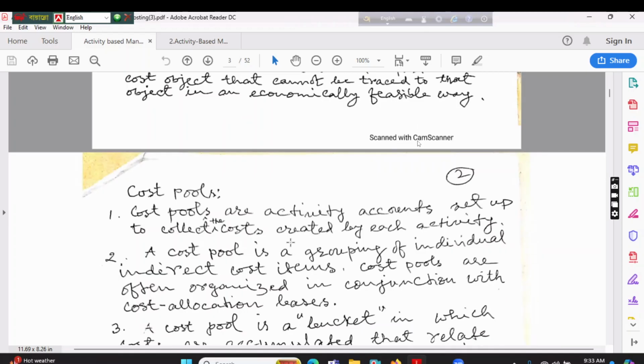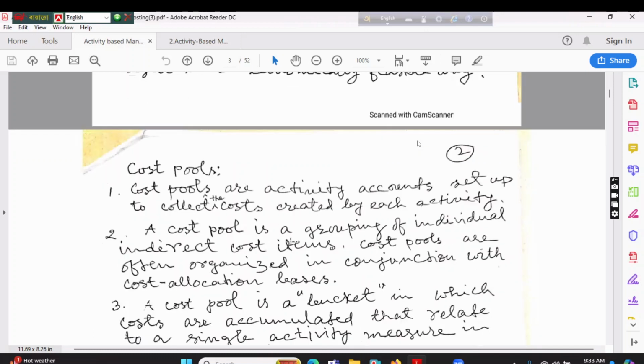Another term we need to know is cost pools.